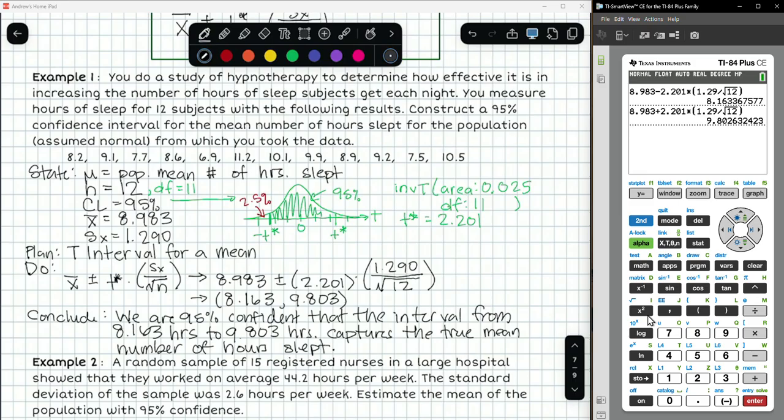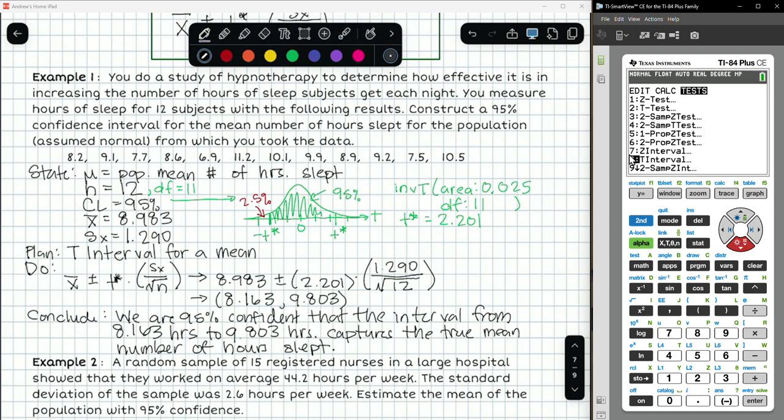If I wanted to do that on my calculator, notice we're doing a t interval. So I'm going to go stat, tests, and notice option 8, t interval. And it gives us options, stats or data, and we have our data in list 1. I just need to tell it my data is in list 1. It wasn't grouped data, it was raw data, so frequency is 1, and our confidence level is 0.95. And then calculate, and you'll notice that it gives us what we got just out to one more decimal place. So we still get 8.163 to 9.803.